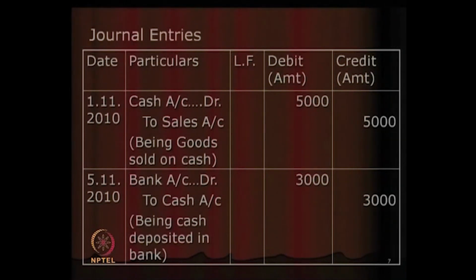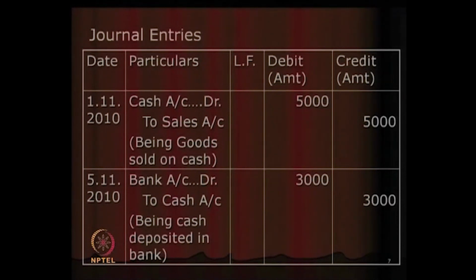So, what has happened is cash comes in, my cash balance increases, that is why I say cash account is debited, and when I sell the goods, sales is created. So, my sales account is credited, and my sales should increase by 5,000. Now, on 5/11, a part of this cash is deposited in bank. So, my bank balance increases, my cash balance reduces. So, it is known as bank account debit and cash account credit.